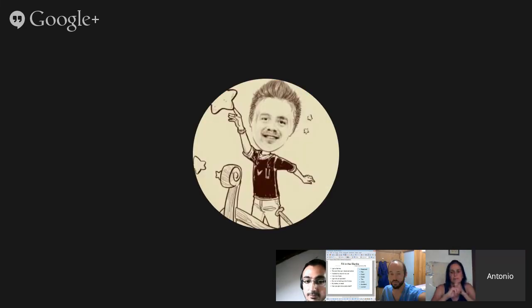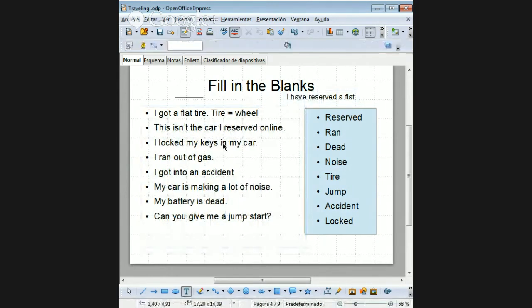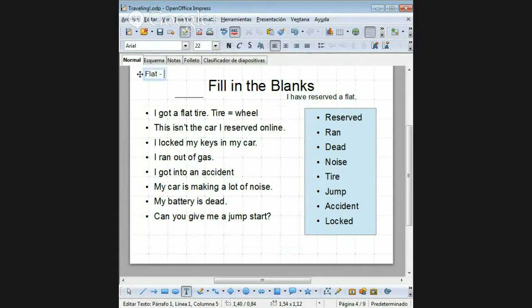Yes, I have a question. What is the difference between, for example, I have reserved a flat and I got a flat tire. Reserved and tire, what is the difference? Okay, so a flat tire is just, a tire is like the rubber part, the round rubber part of your car. So the wheel. Tire is like wheel. And I reserved a flat. So flat is like an apartment in this case.